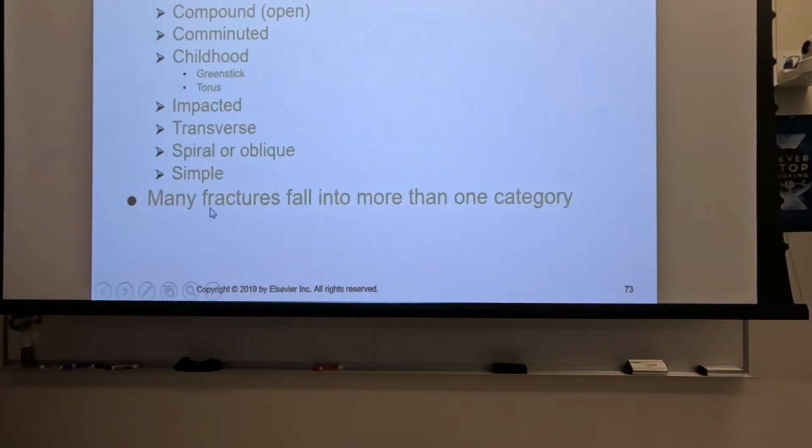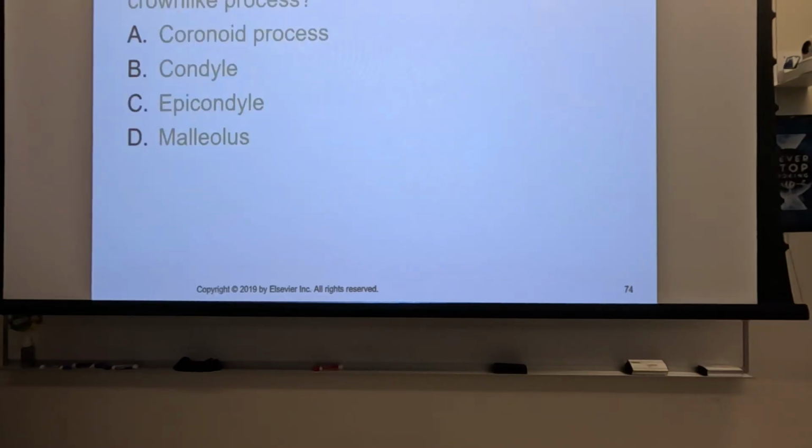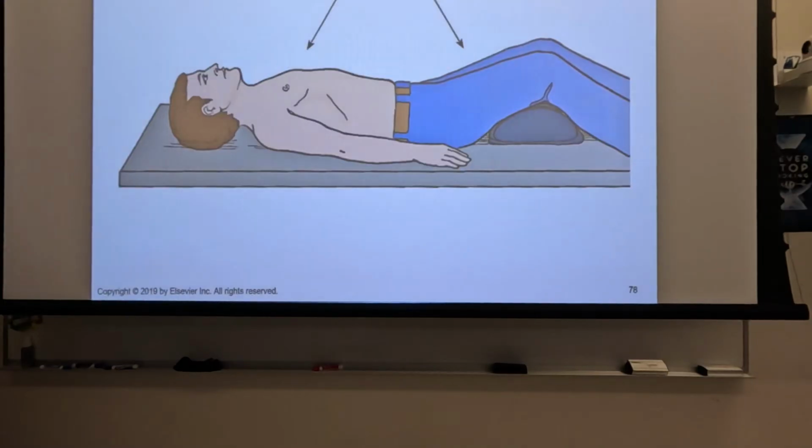So you may have a lot of different criteria in one type of fracture. You may have a comminuted fracture that's a spiral fracture. And it may be open fracture, so it's compound fracture, okay? So you got a lot of different things that can go into one type of fracture. Any questions?